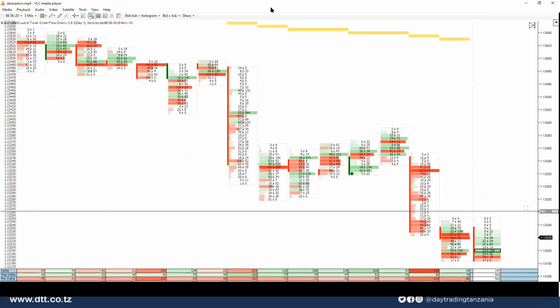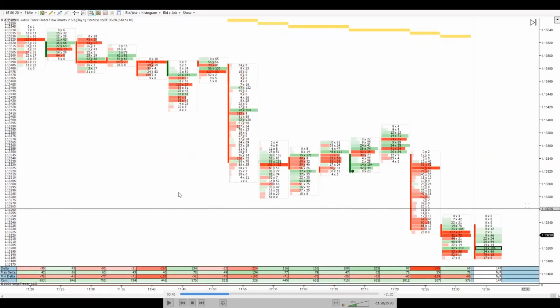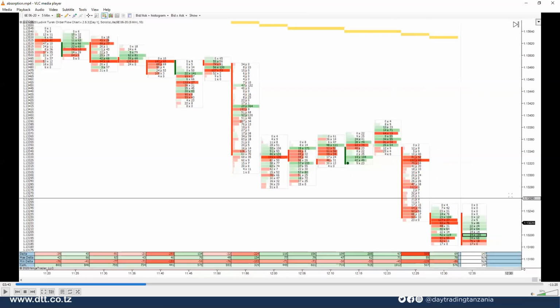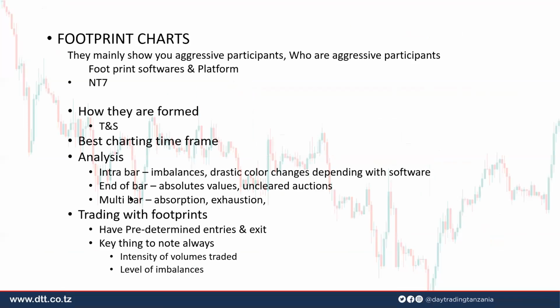But now, what about when you see there is negative delta and the market is not moving? What does it mean? That is when you now need to break down your analysis, and you need to understand intra-bar, end of bar, and multi-bar. You need to practice spotting these different patterns so that when you see delta is negative and price is not moving, you'll understand that we are being absorbed. Okay. So that is for footprints.